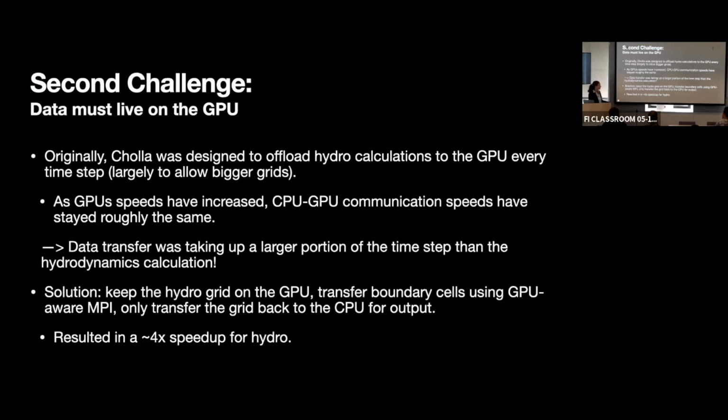So the solution was to keep the grids on the GPU, transfer our boundary cells using GPU-aware MPI, and only transfer the grid back to the CPU for output. I'll get later into why that was important. This does have the limitation that we are restricted by GPU memory. GPU memory has gone up a lot; these new cards have 64, 80 gigabytes of memory. It's still usually less than the CPU, so this won't be a solution for everyone, but it was definitely a solution for us. Just doing this alone resulted in something like a 4 times speedup for our hydrodynamics.